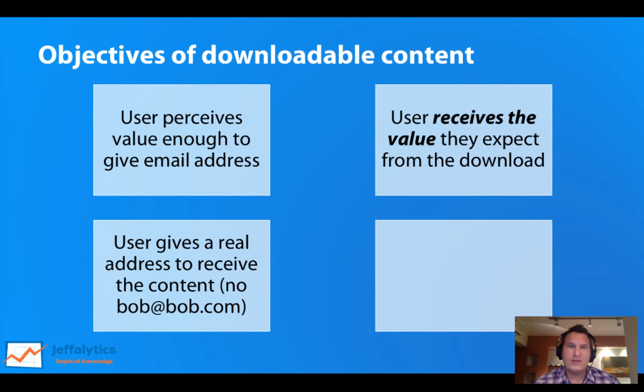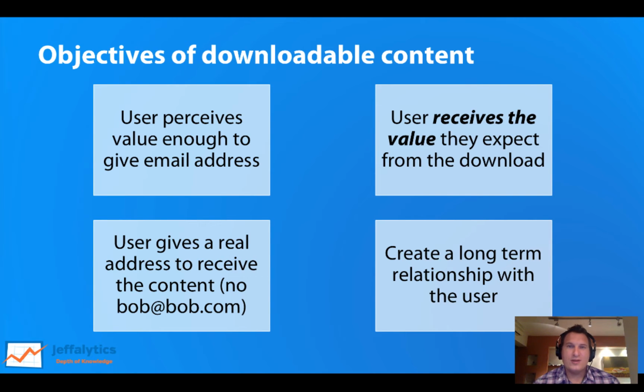The user gives you a real email address because they think that it's going to be that important and they want to receive this thing. So instead of giving a bob@bob.com or test@test.com, that type of thing, you get a real email address. That's where your value proposition comes in, because it's valuable enough to give you the email address. And then you're trying to create a long-term relationship with this user. So both in the content itself that they're downloading, in the value in it, showing your logo on there, different branding techniques, that type of stuff, as well as creating the opportunity to email them and send them follow-up emails.